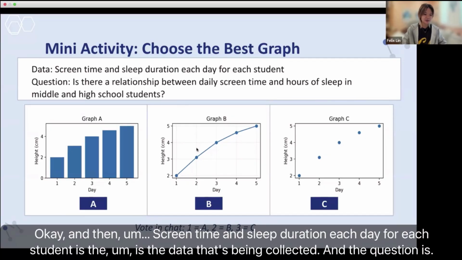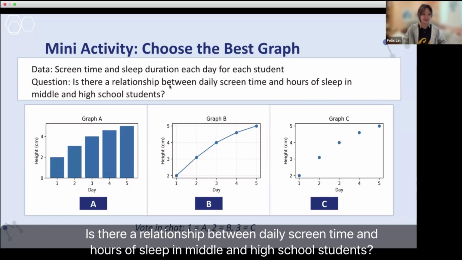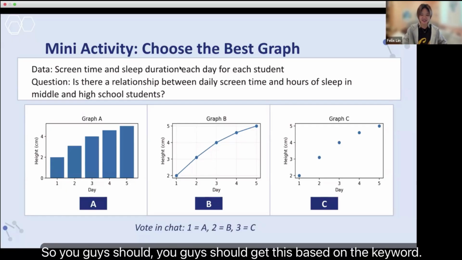Screen time and sleep duration each day for each student is the data that's being collected. And the question is, is there a relationship between daily screen time and hours of sleep in middle and high school students? So you guys should get this based on the keyword.